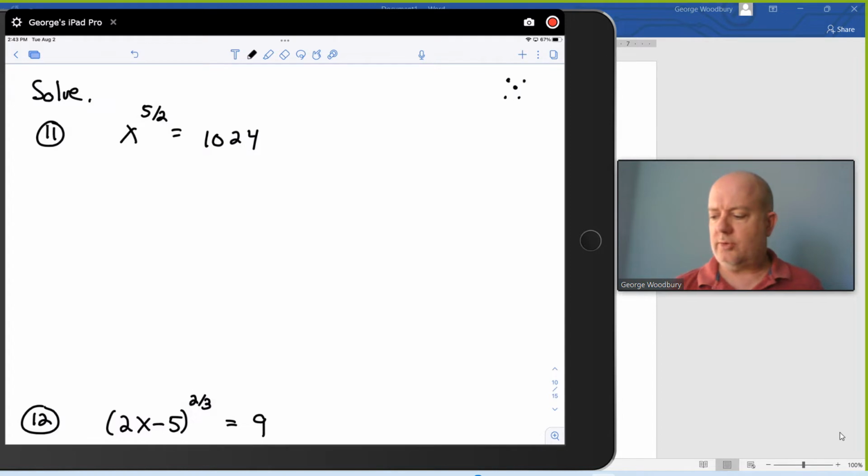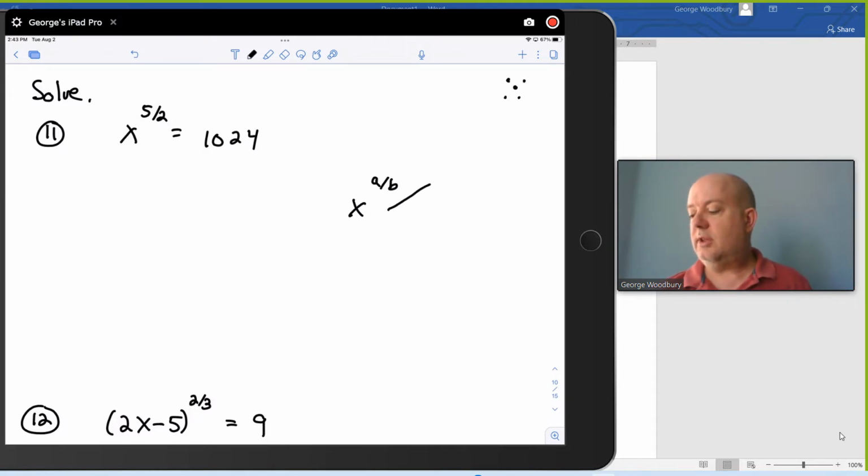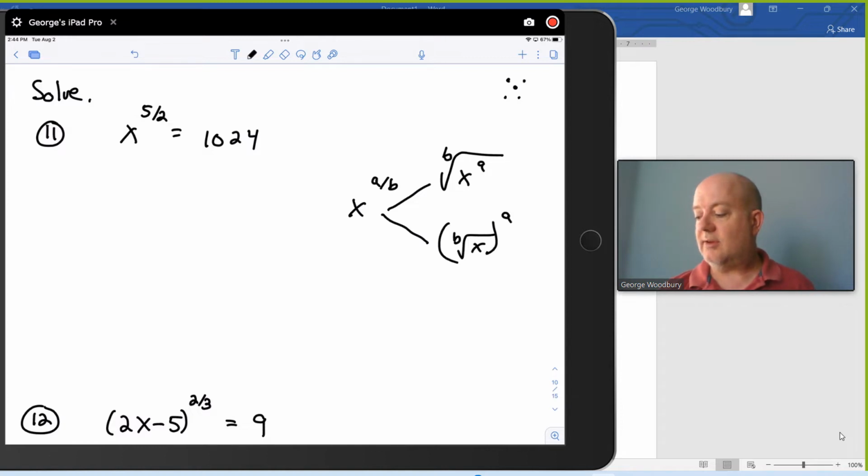Now, real quickly, if you have x to the a over b power, that means one of two things. We can think of it as x to the a power and then taking the bth root of that, or we could apply the root first, the bth root of x, and then raise that to the a power.